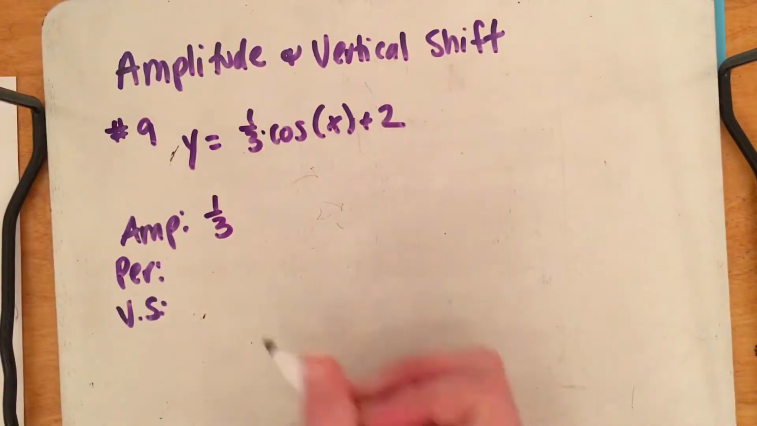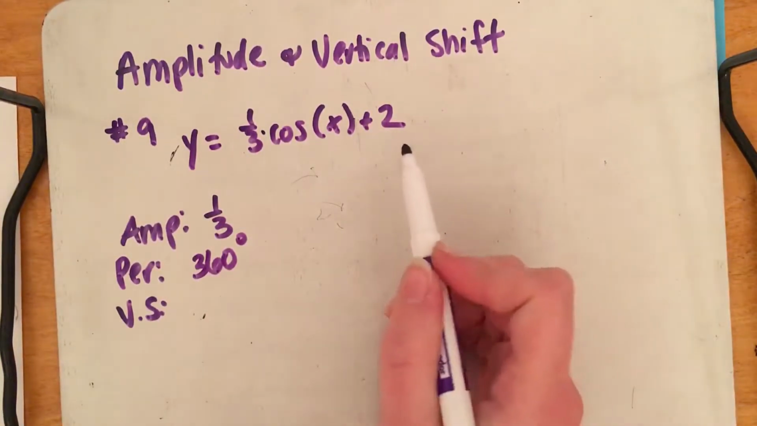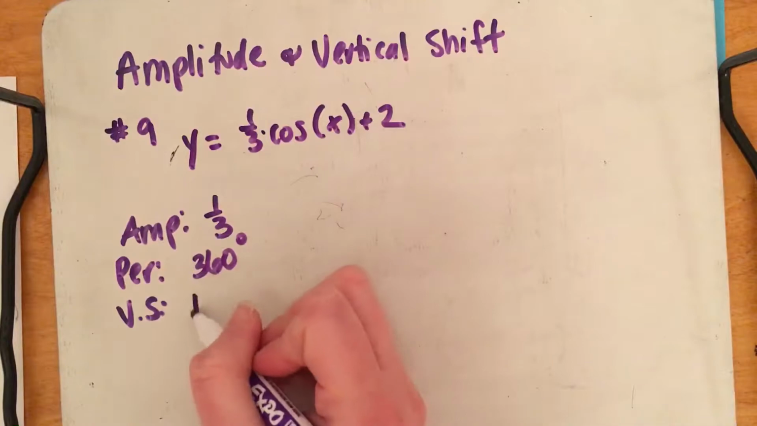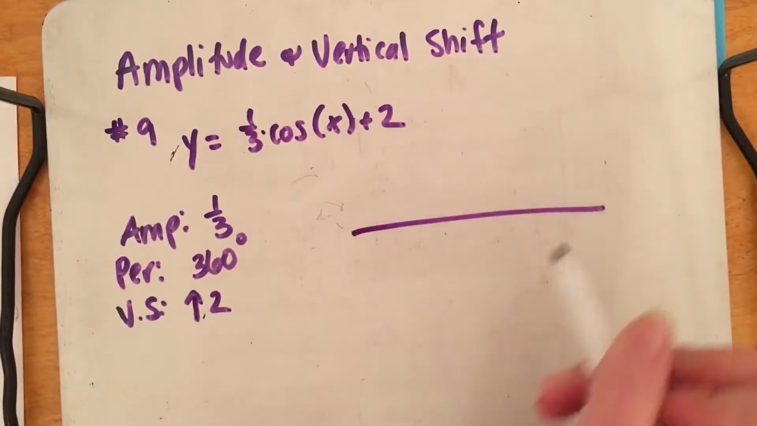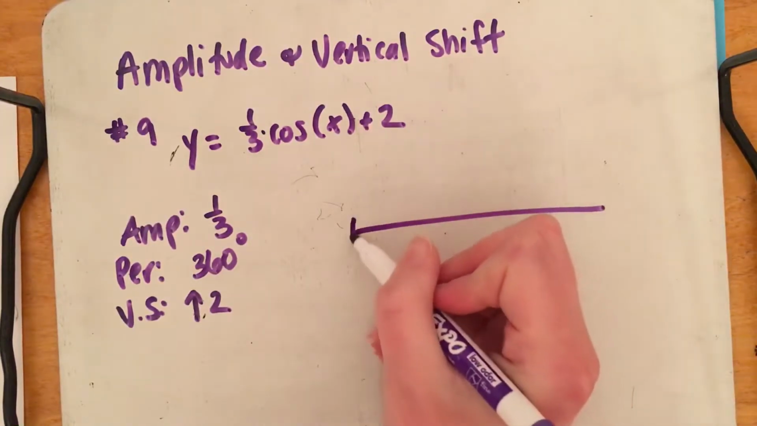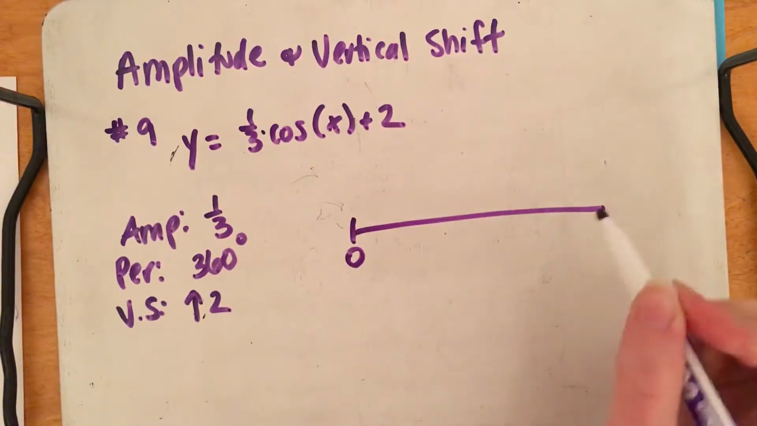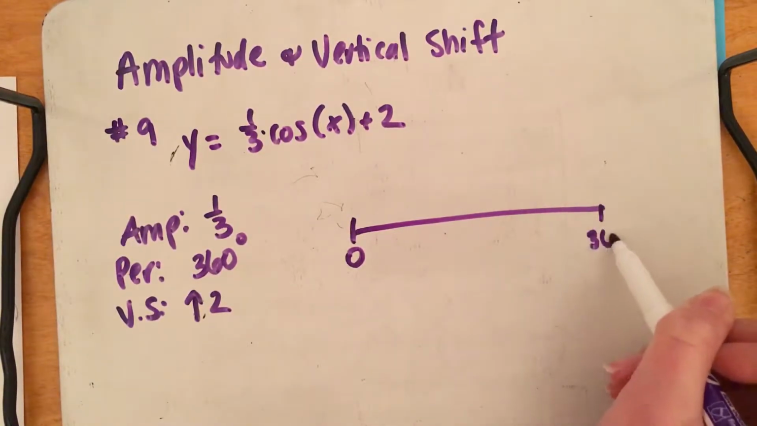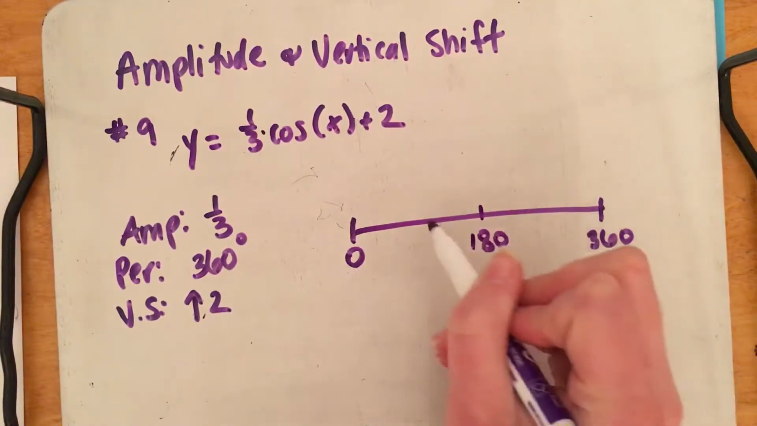The period is going to be 360 degrees. Vertical shift is the number on the end, so up to or plus 2, up 2. So those are the things we're going to need to know right now. So let's start with 0 as our starting value. This is a distance of 360 degrees, so the end will be 360 degrees actually. And we're going to put our spots in the middle.